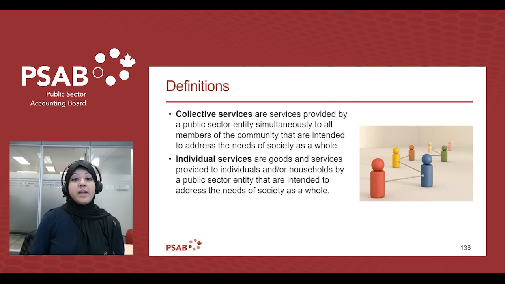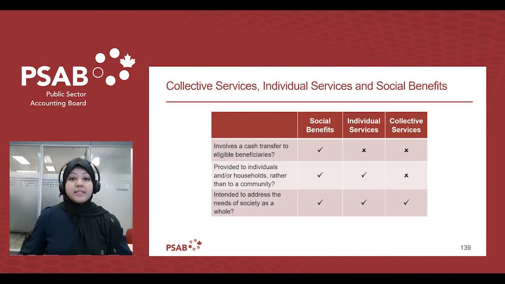Goods or services provided by a public sector entity on commercial terms do not address the needs of society as a whole and therefore do not satisfy the definition of individual services. This slide provides a quick summary of what we discussed. The key point to note is that social benefits involve a cash transfer, whereas collective and individual services involve the provision of services. Thank you, Iman.